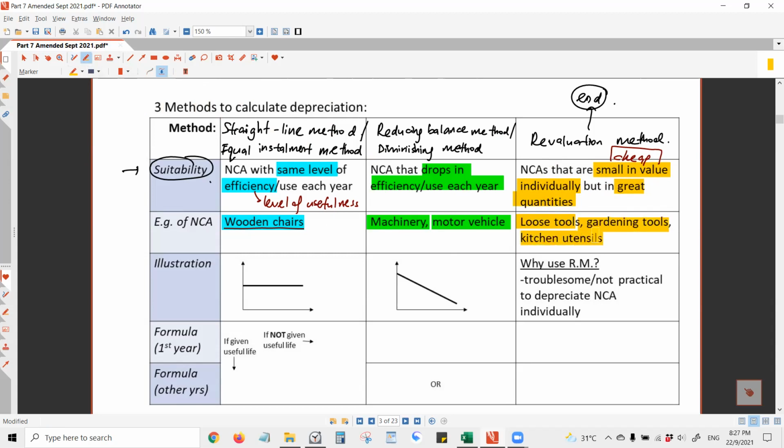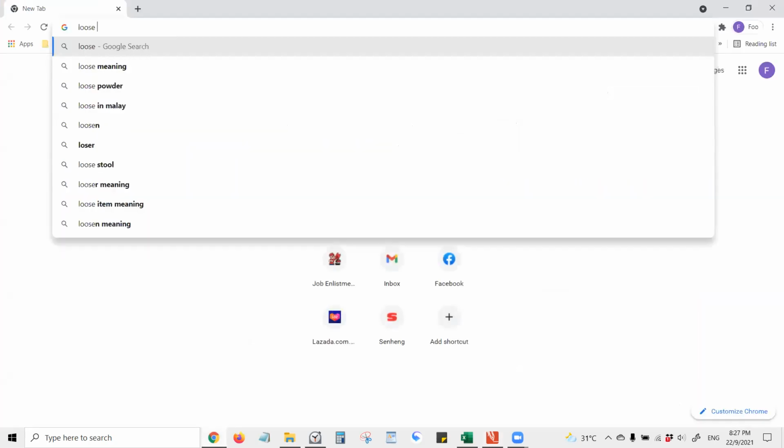Let's start with loose tools. You may have a question, what is meant by loose tools? Is it tools that are loose? Not exactly so, not literally. I show you through a picture online. Loose tools.